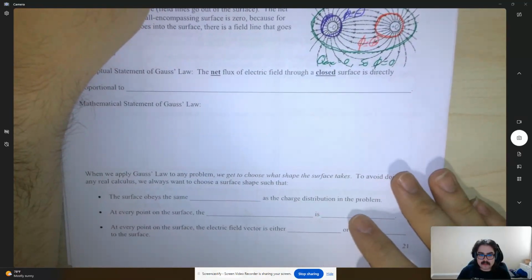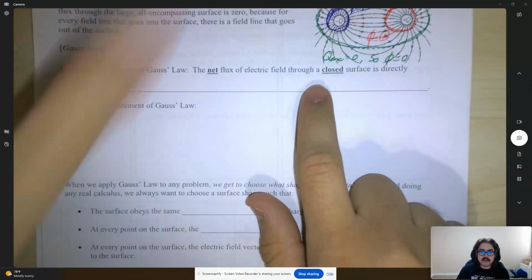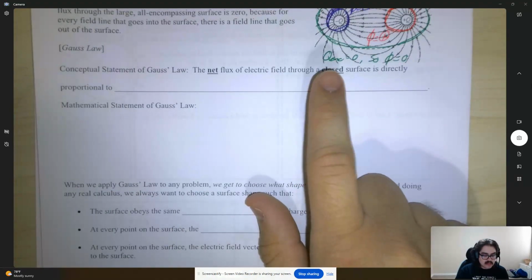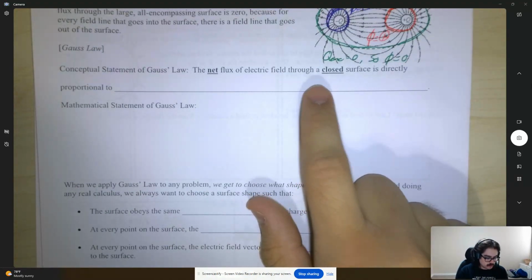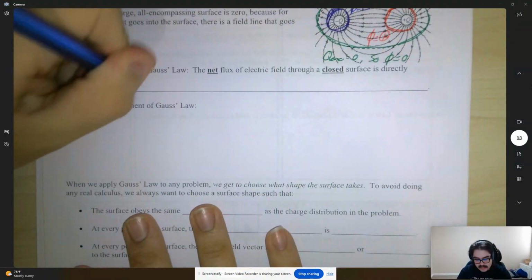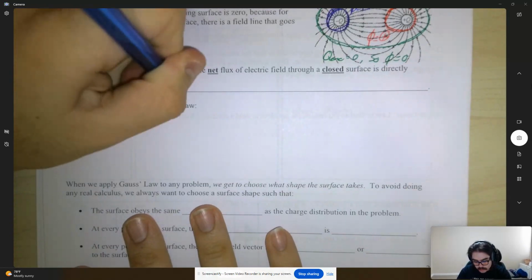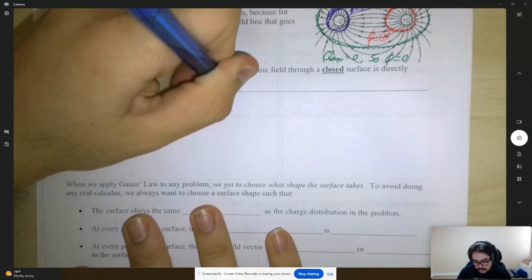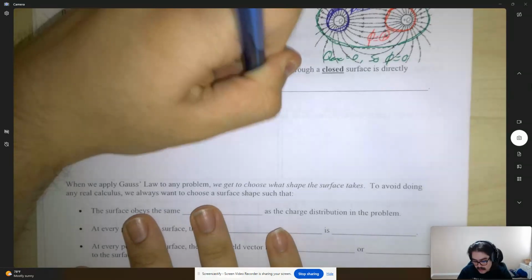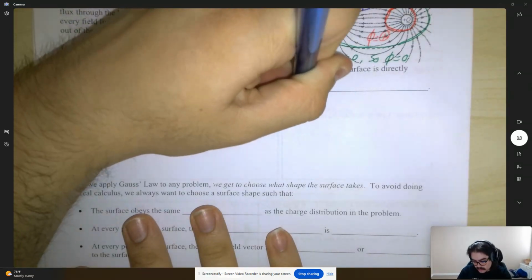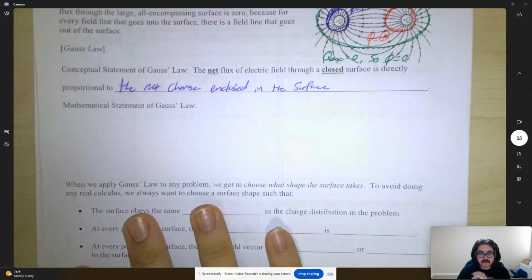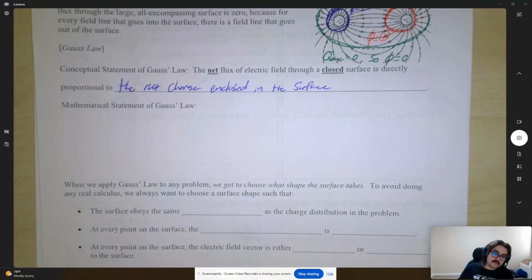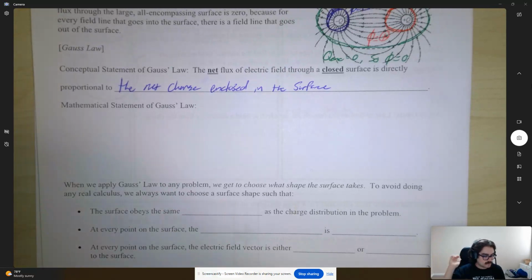The conceptual statement of Gauss's law says that the net flux of electric field through a closed surface is directly proportional to the net charge enclosed in the surface. So the more net charge you have enclosed in the surface, the greater the flux is going to be.